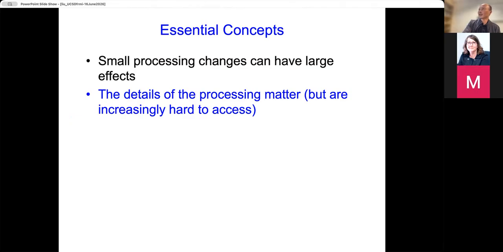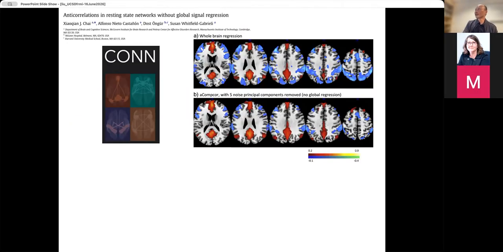But let's go to the next example, where the details of the processing matter, but it's increasingly hard to know what those details are. Here's the example I like to use. Has anyone here used the Conn toolbox or is aware of it? Okay, at least you're aware of it. It's out of MIT. It's not the most widely used toolbox, but it's used enough that most people know about it.